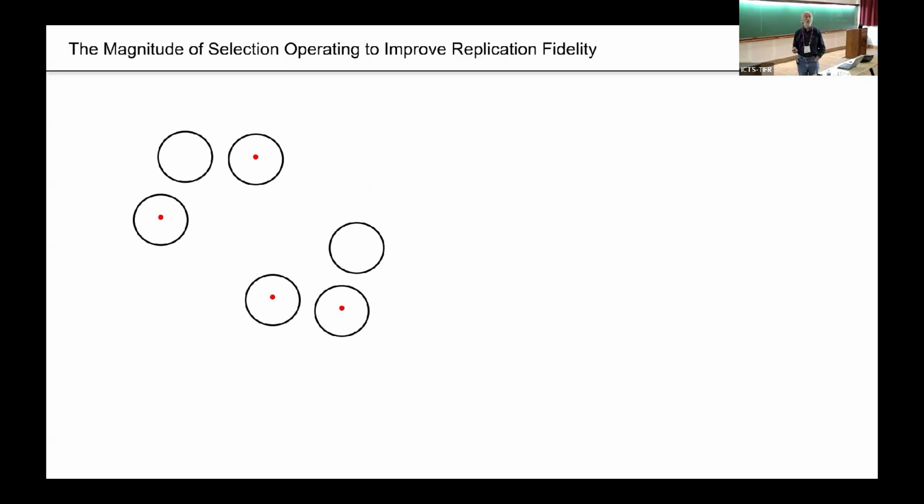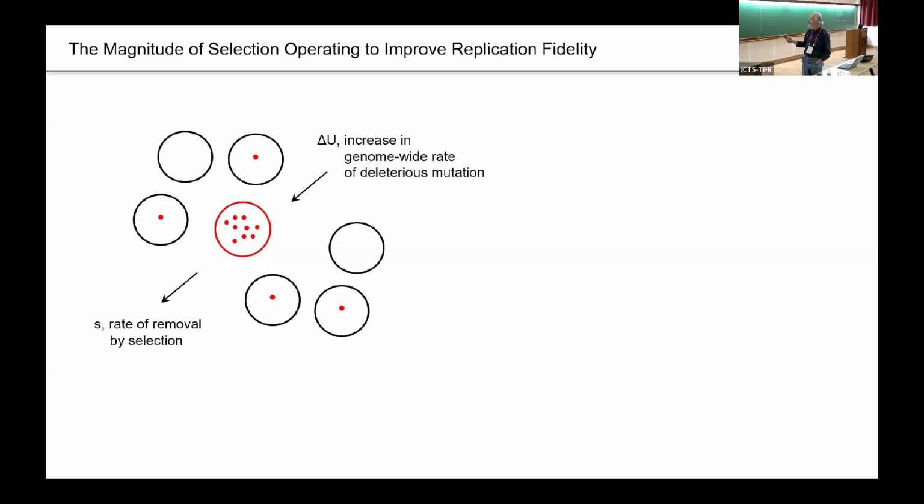an asexual population. These are cells in some clonal population, and it's a pretty good state of affairs for the population. Everybody's got 0 or 1 deleterious mutation in it. So it's sort of reached that equilibrium. And then one of the cells picks up some gene that detracts from replication fidelity. So this is a mutator strain. And what that does is it increases the genome-wide rate of input of deleterious mutations.